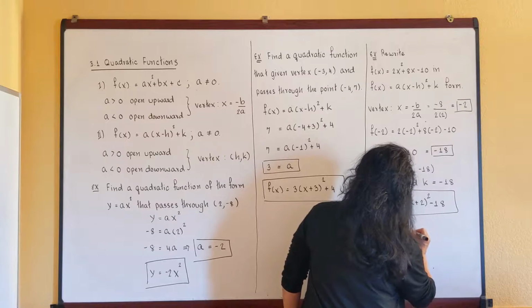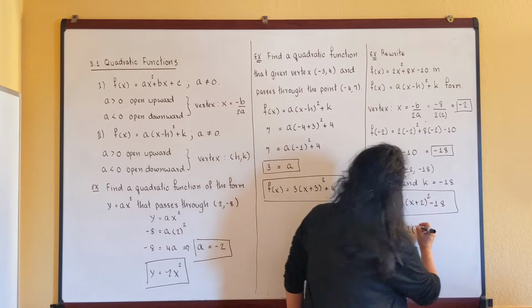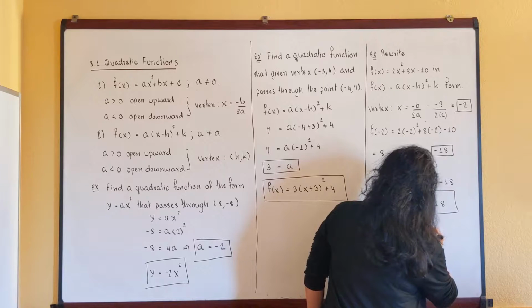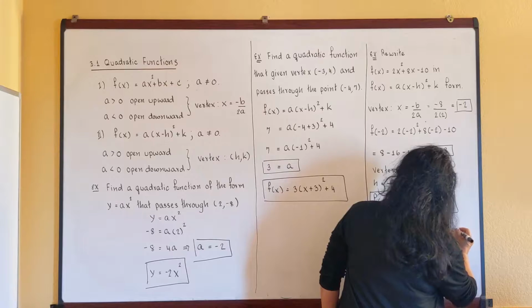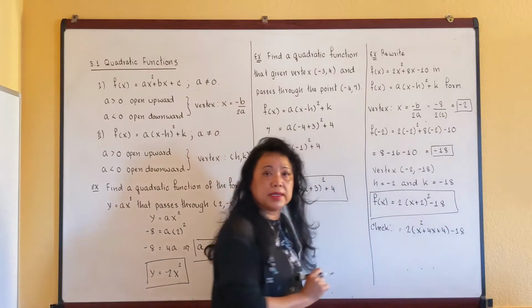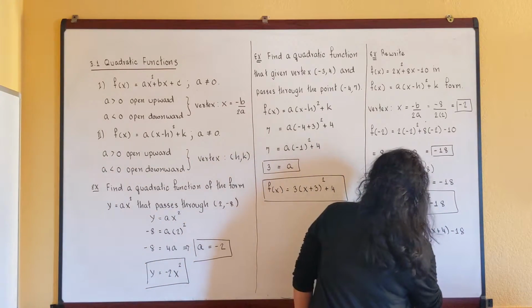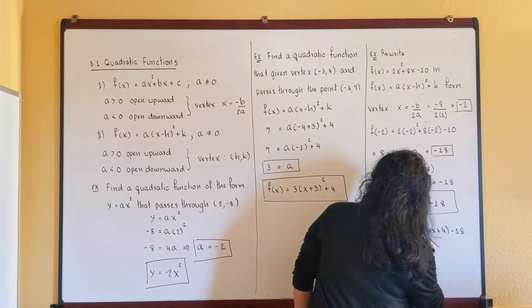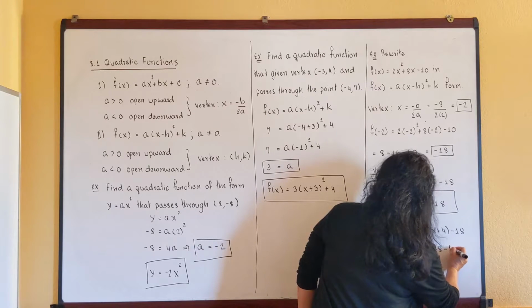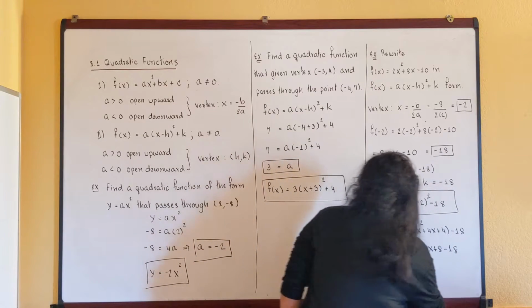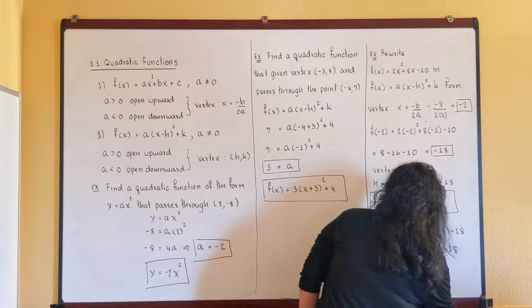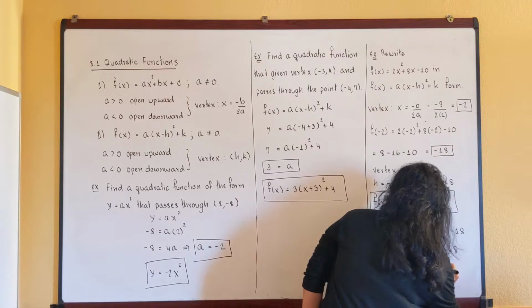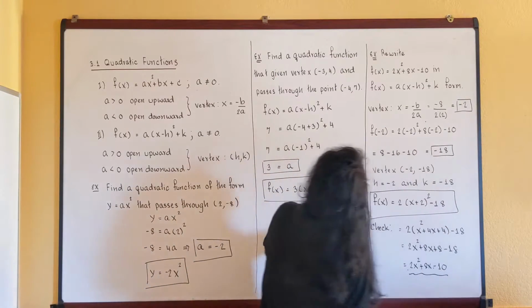I'm going to have 2. Expand this. It's going to be first term squared plus 4x plus 4 minus 18. I'm just multiplying this out, all right? So I'm going to have 2x squared plus 8x plus 8 minus 18. That is 2x squared plus 8x minus 10, which is the same thing.